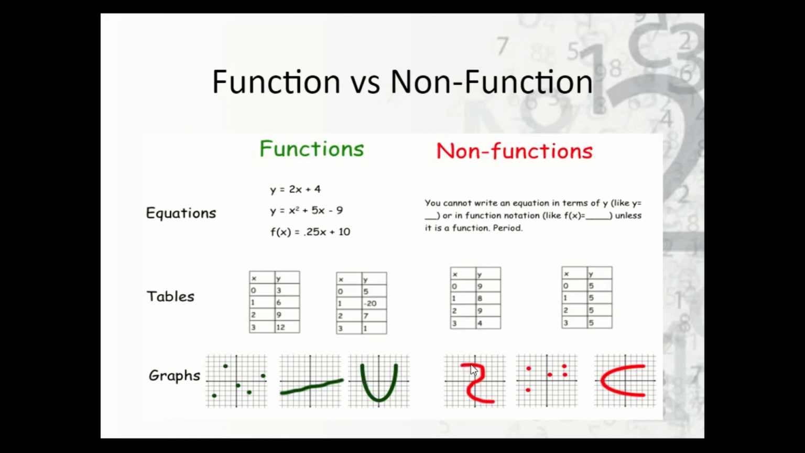Now, non-functions look something like this. Notice, if I pick an x value like x equals 0, so when x is 0, y is this one, it's this one, and it's this one. So there's 3 different y values that match up. That doesn't work. Same thing here. If we look at this x value right here, there's 2 values there for y that make it true. So that doesn't work. Same thing here. If I pick x equals 0 here and here, there are 2 points. So again, not a function.